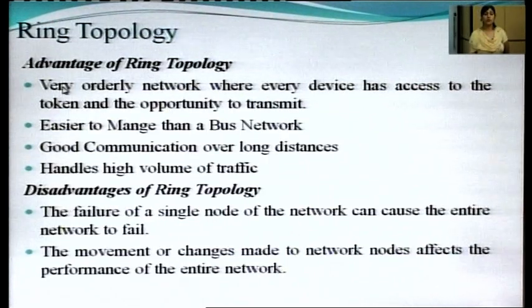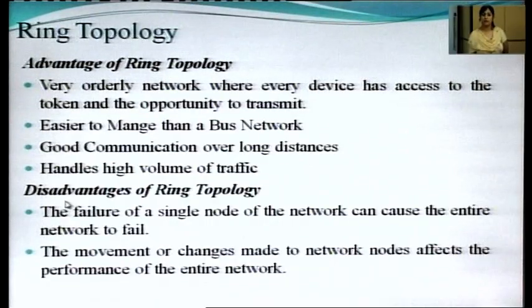Now, the advantages of ring topology: a very orderly network where every device has access to the token and an opportunity to transmit. Means every device can access a token, every device can receive the token and can transmit the data. Easier to manage than a bus network. Good communication over long distances, handles high volume of traffic.